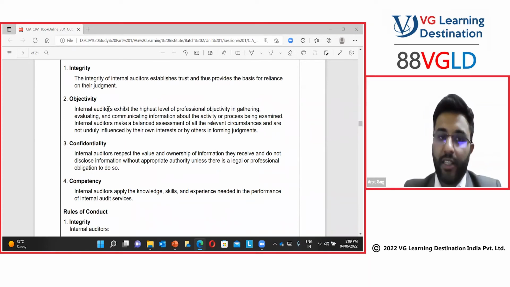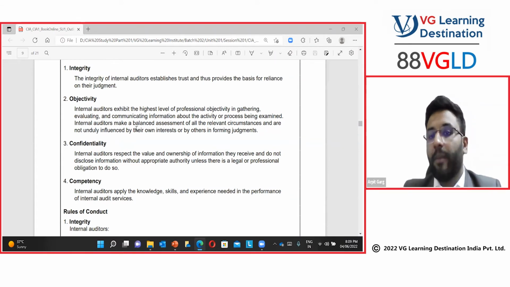Moving on to objectivity, it says internal auditors exhibit the highest level of professional objectivity in gathering, evaluating, and communicating information about the activity or process being examined. Internal auditors make a balanced assessment of all the relevant circumstances and are not unduly influenced by their own interests or by others in forming judgments.